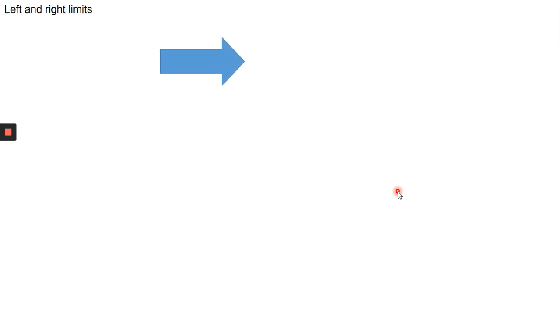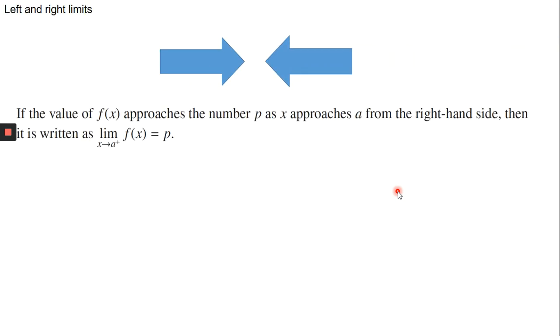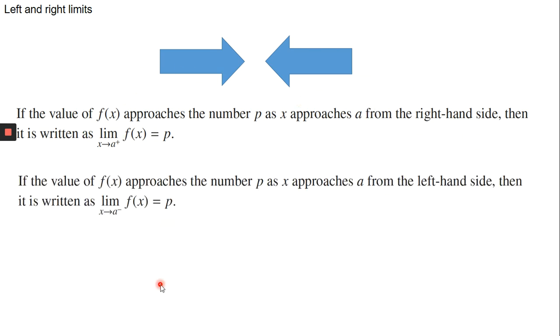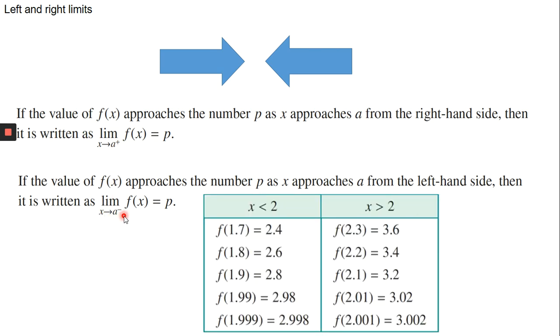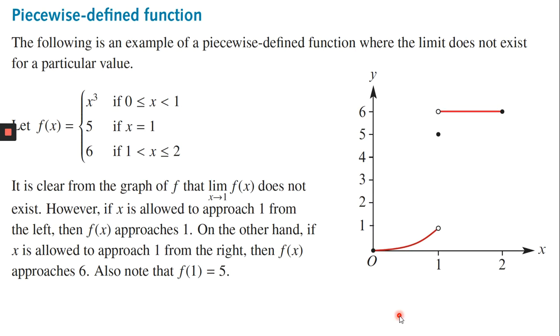Left and right limits. So this is what I was talking about before. You can approach it from one side or the other side. Just the way it's written, as x approaches a from the positive side, as x approaches a from the negative side. And this is the same as this, coming from one side, coming from the other side. Here, we end up with the same value, 3, whichever side we come from. Not always the case though.